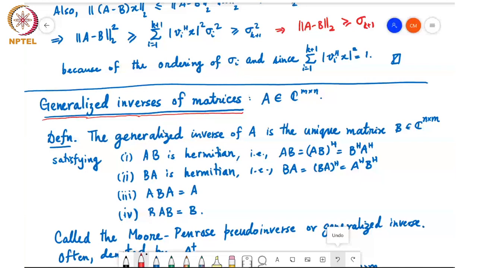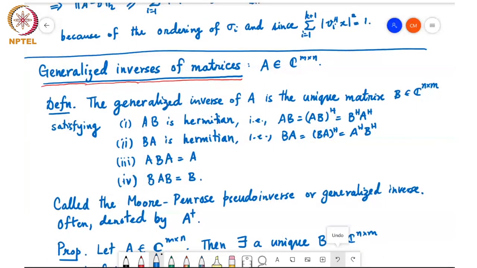The generalized inverse of a matrix A of size m by n is the unique matrix B of size n by m. So note that the dimensions are reversed. It's of size n by m, satisfying four properties. The first property is that AB is a Hermitian symmetric matrix. That is, AB equals AB Hermitian, which of course is B Hermitian A Hermitian. Similarly, BA is a Hermitian matrix. That is, BA is equal to BA Hermitian, which is equal to A Hermitian B Hermitian. Then A times B times A equals A. B times A times B equals B. So the matrix B that satisfies these four properties is a unique matrix and is called the generalized inverse or the Moore-Penrose pseudo-inverse of this matrix A. And we often denote it by A dagger.